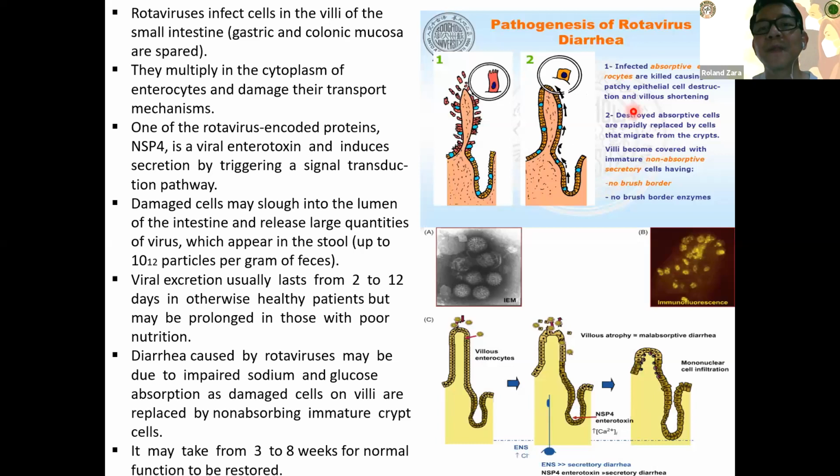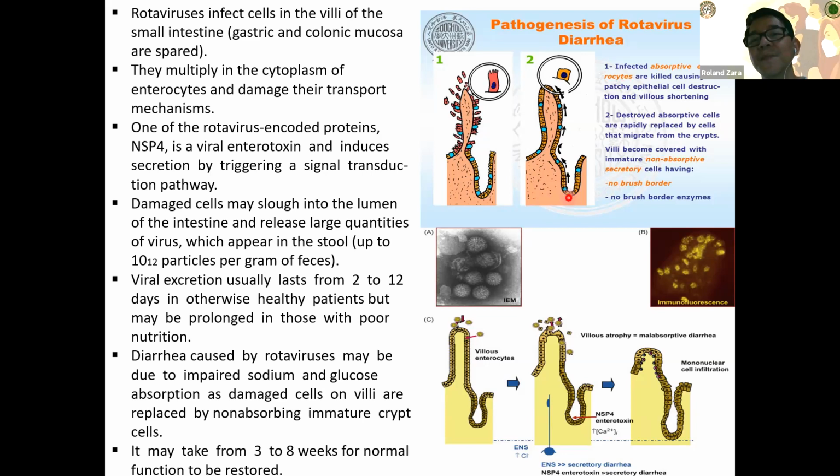Magtatanggalan yung mga epithelial cells. Remember, your villi are number one responsible for enhancing absorption, so they increase the absorptive capacity of the intestines. Letter B: once there is patchy loss, the destroyed epithelial absorptive cells are rapidly replaced by cells that migrate from the crypt. It will migrate inside.